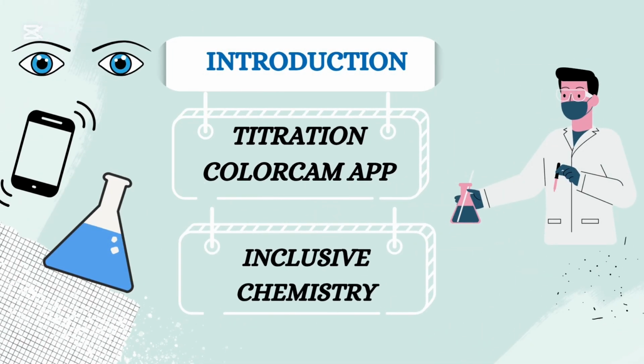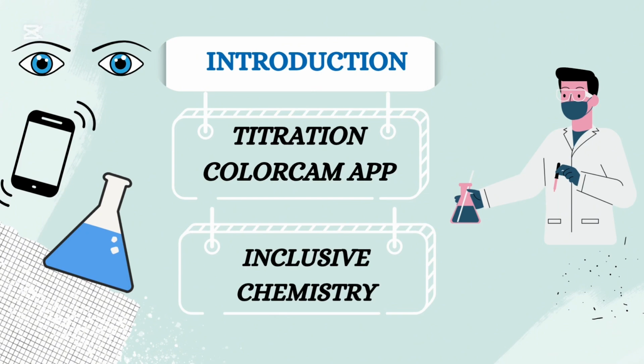Chemistry is a highly visual science. Many practices, such as titration, require observing a color change to identify the endpoint. This presents a challenge for students with visual impairments or color blindness who must rely on classmates or teachers. Although adaptations exist, such as olfactory indicators, they do not always promote autonomy. With the rise of smartphones, there is now the possibility of using apps that transform those visual changes into sounds or vibrations, allowing active participation.